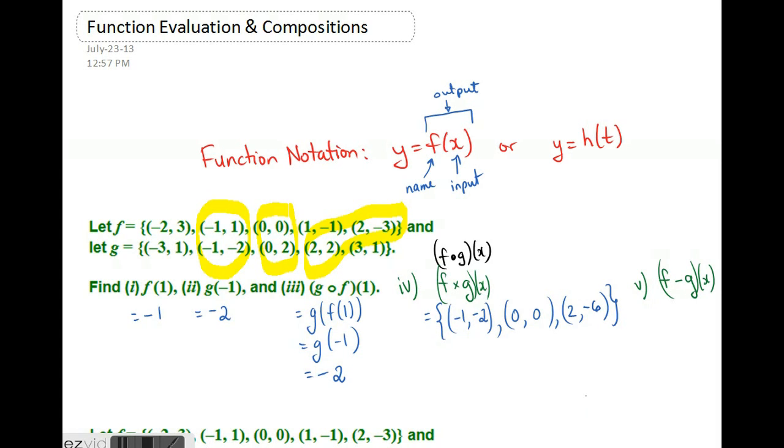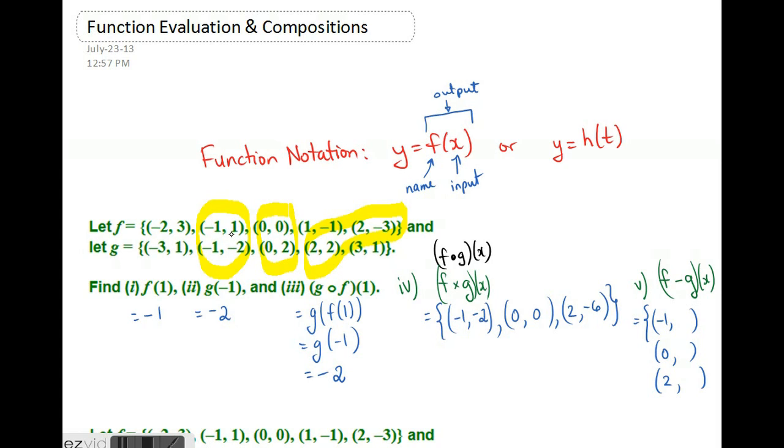For subtraction, same idea. We want to subtract the outputs for the same input x. So I'm going to write down my points this way. I'm still going to have -1 with some sort of output, 0 with some sort of output, and 2 with some sort of output. So this time we're subtracting f minus g. We're going to do the top output y, subtract the bottom one, -2.